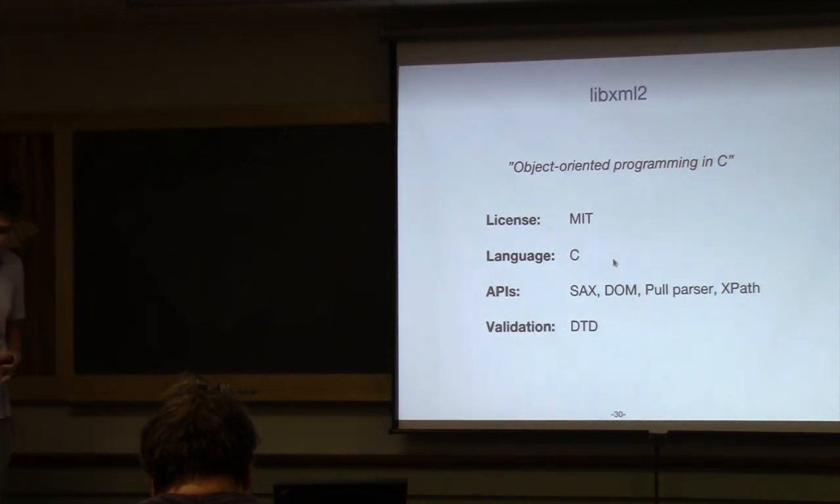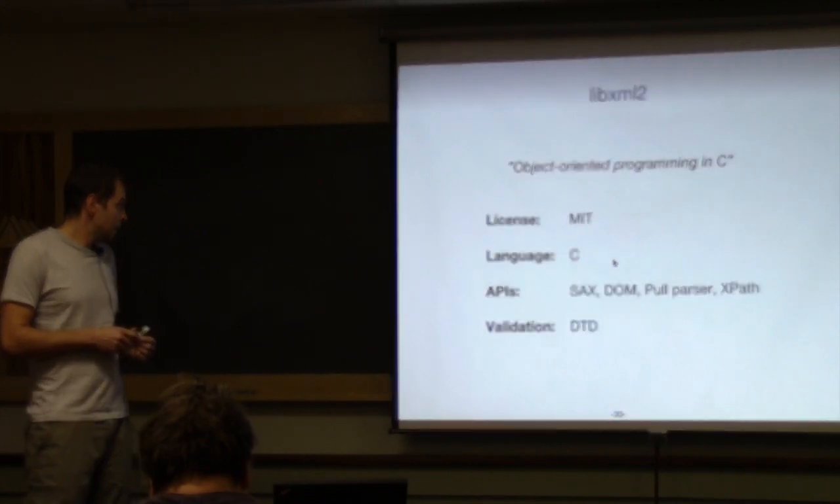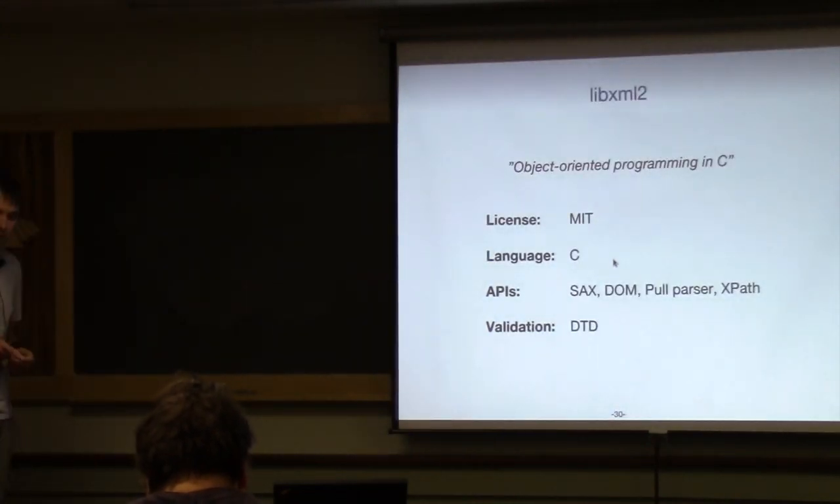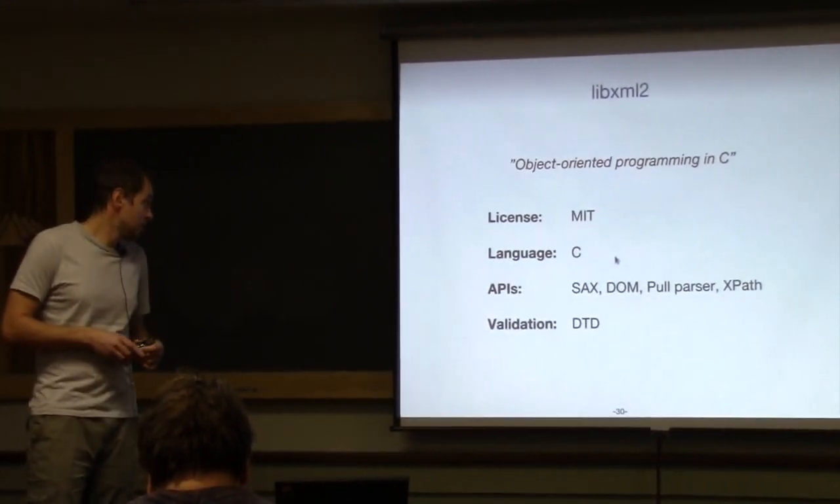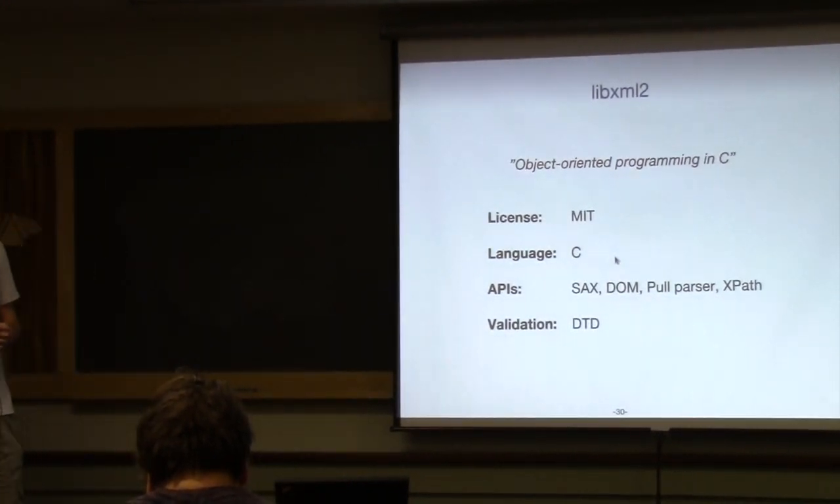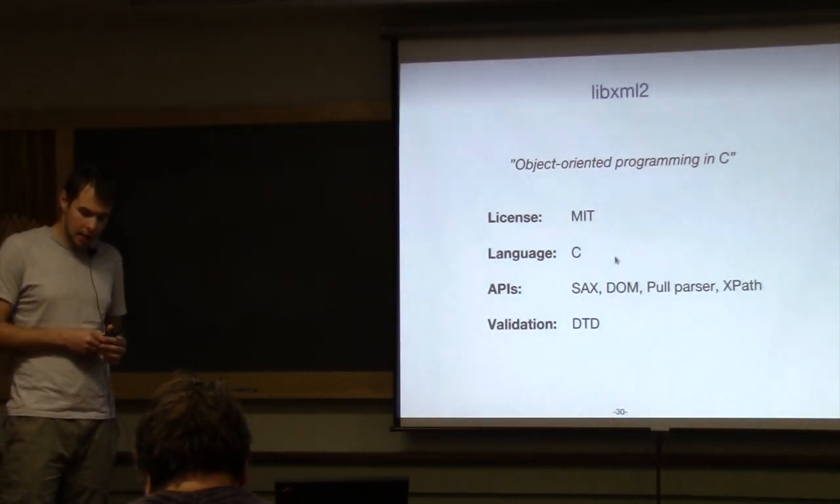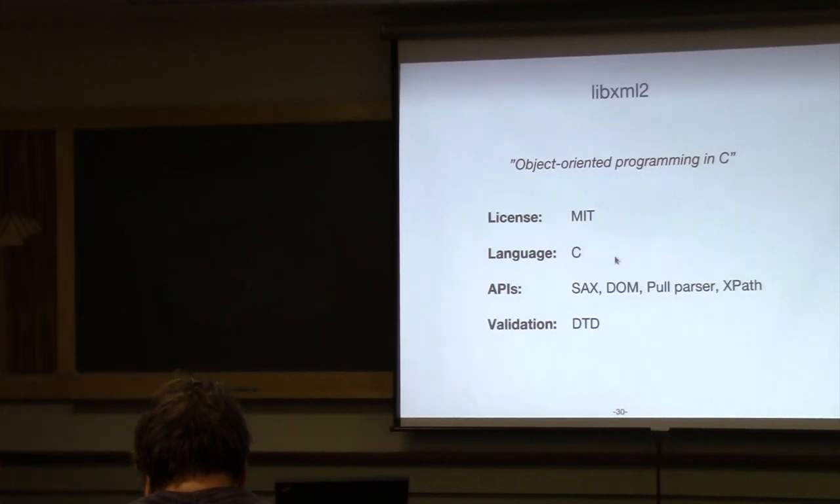libxml2 started as the XML library for the GNOME project. If I had to sum up its motto in one sentence, it would be, let's do object-oriented programming in C. The result is not very pretty. It also doesn't have a working XML Schema implementation, and it has some heavy dependencies, such as glib.